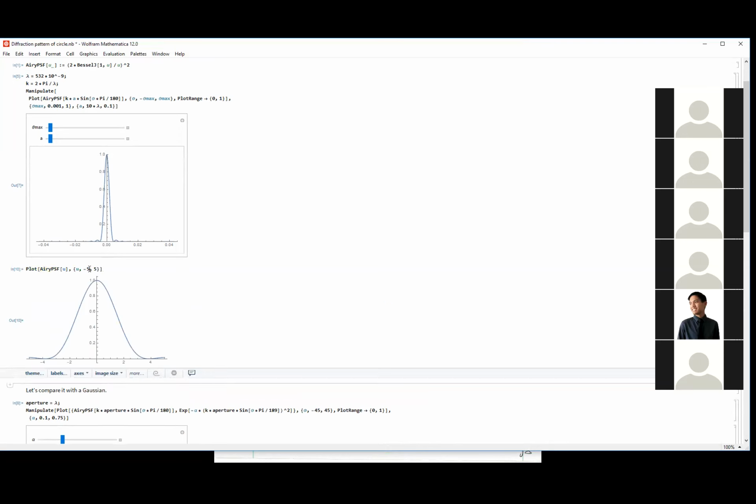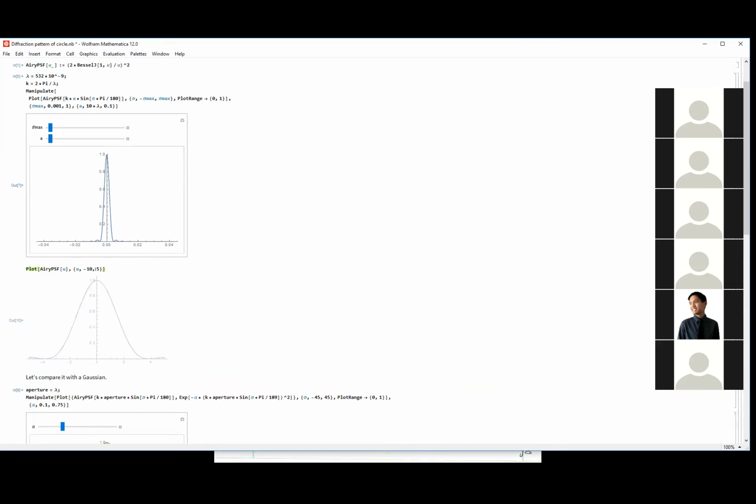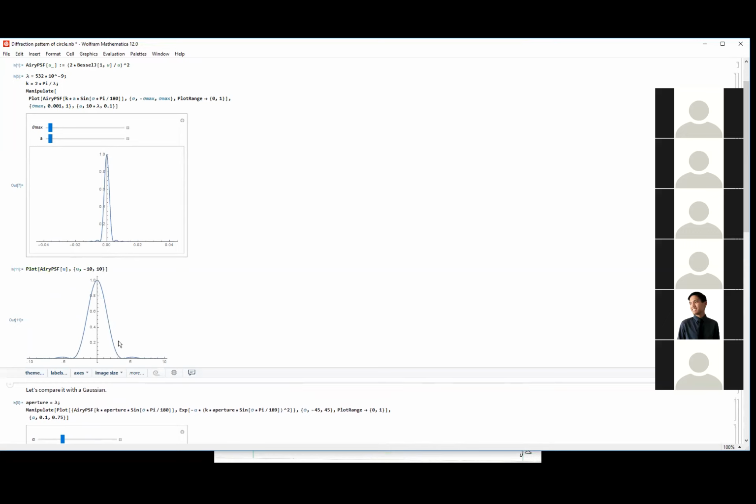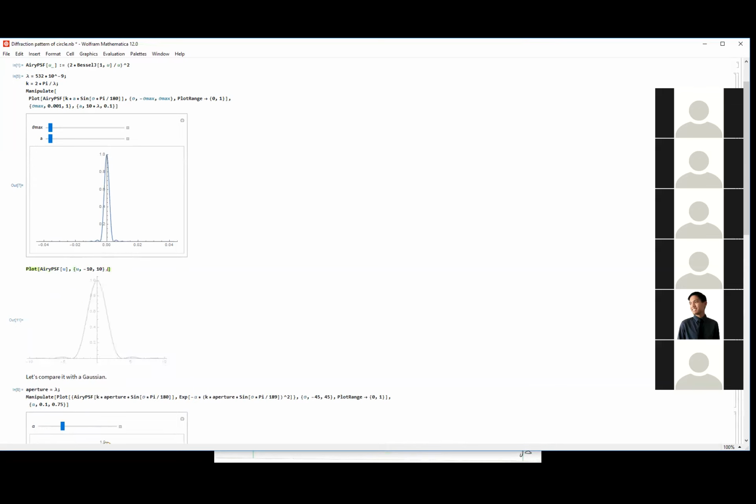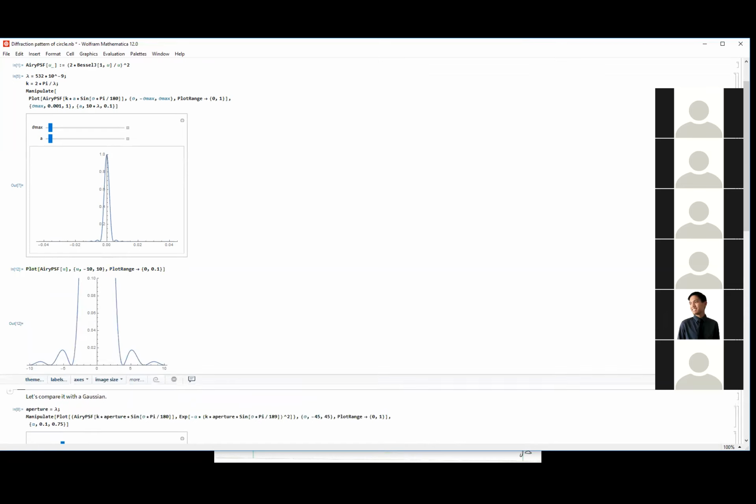Let's make it a little bit wider than that. All right, you see how it has a peak, a node, a secondary peak. If you squint, you can persuade yourself that maybe there's a third peak. We could always change our plot range to verify that third peak. Let's go from 0 to 0.1. Yeah, there's a third peak there.